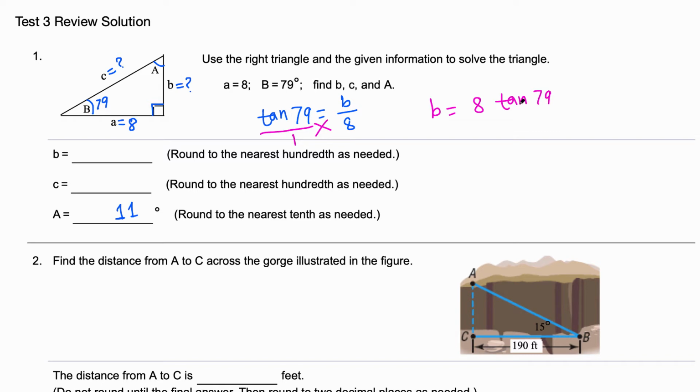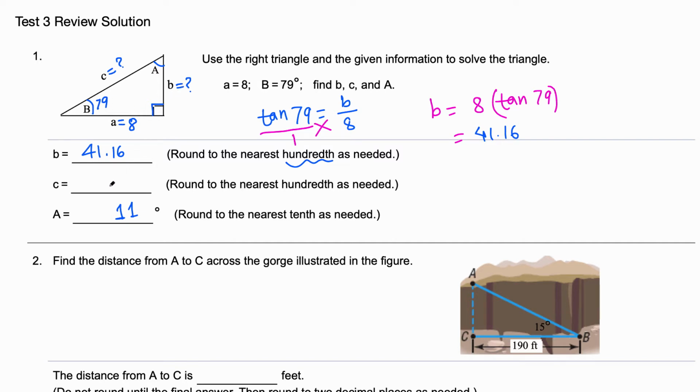This is a decimal number, so now use your calculator. Make sure the mode in your calculator is in degrees. So 8 times tangent 79. Using your calculator, it comes out to be 41.16. So b is about 41.16. Hundredth means 2 decimal places, so this is 41.16.